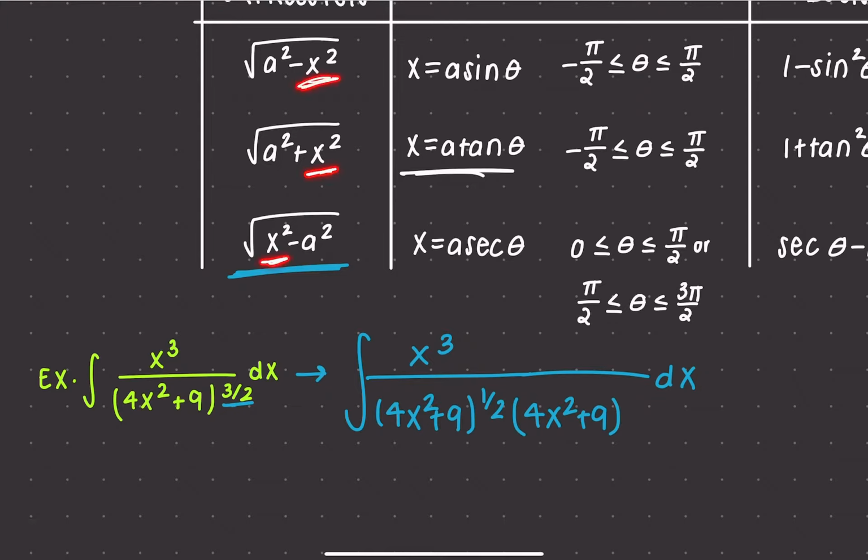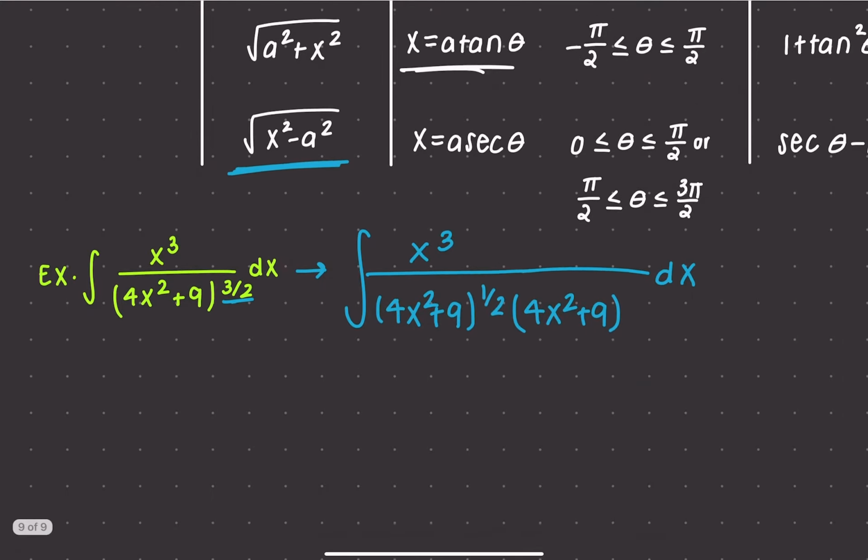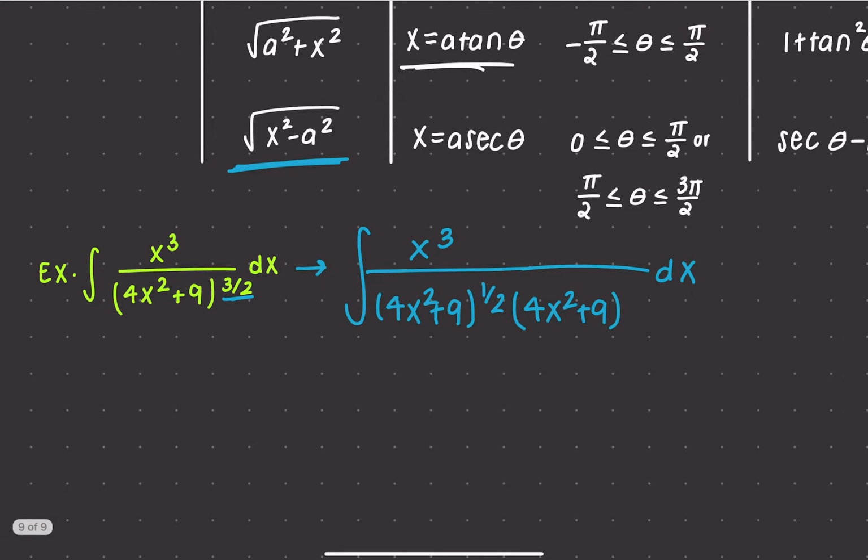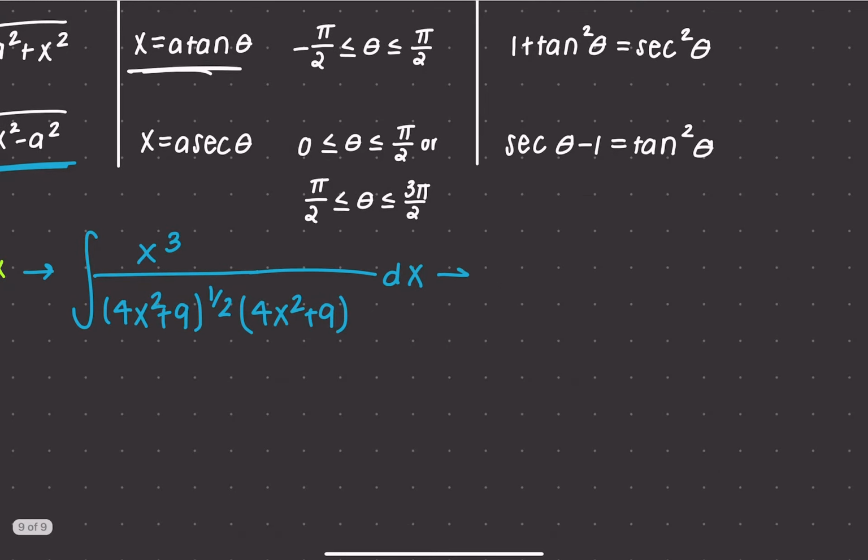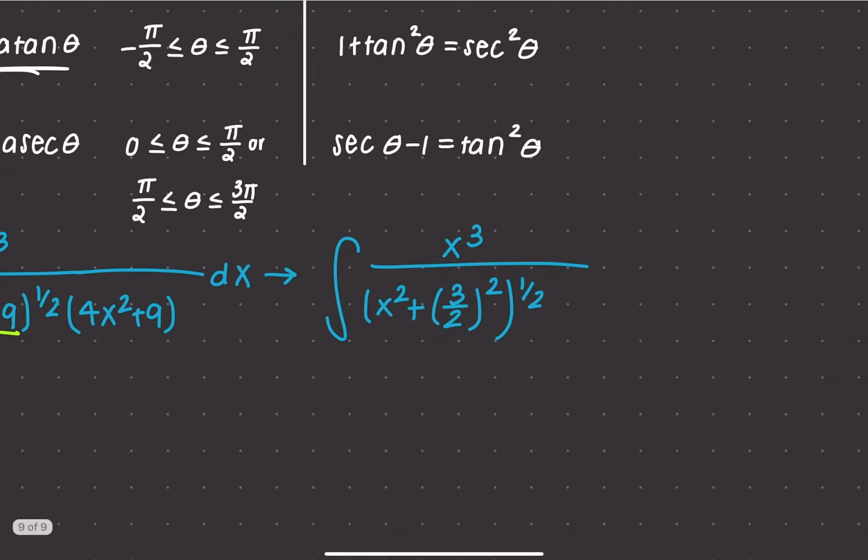Now, if we look above, in all of these factors the coefficient in front of the x squared is 1. However, in ours, it's a 4. So we need to also mimic it so that it's a 1. In order to do this, we are going to divide this fraction by 4, rewriting it as the integral of x cubed divided by (x squared plus (3 divided by 2) squared) to the 1/2 times (4x squared plus 9) dx.